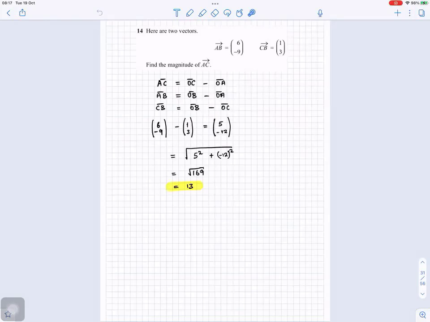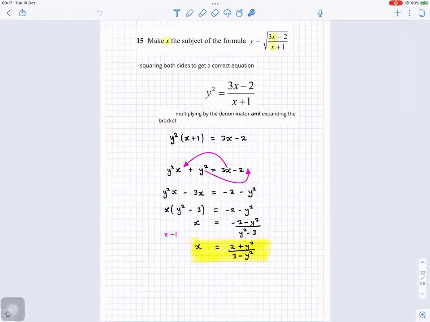So 6 minus 9, which is AB, minus 1, 3, which is CB, will give you 5, minus 12. 6 minus 1 is equal to 5. Minus 9 minus 3 is minus 12. Since we want the magnitude, we will do 5 squared plus minus 12 squared. Square root gives you 13.